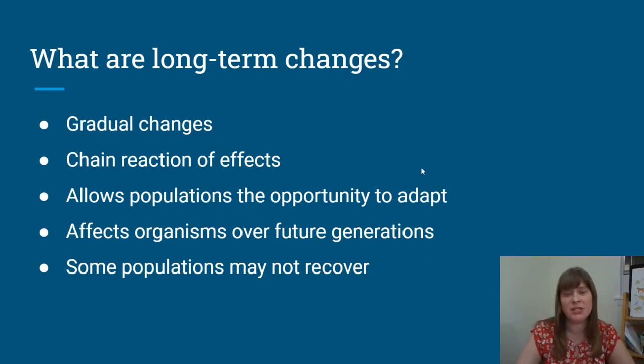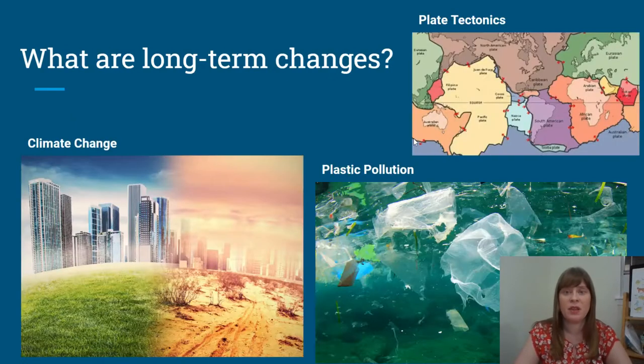So let's talk about some of these examples. The first example I want to talk about is plate tectonics. This is a naturally occurring long-term change, and I want you to think about our friend Alfred Wegener. Remember that he discovered coal in Antarctica, which means that Antarctica at one point in time was in a different latitude than it is today. It was in a warmer area, and so plants were able to grow.